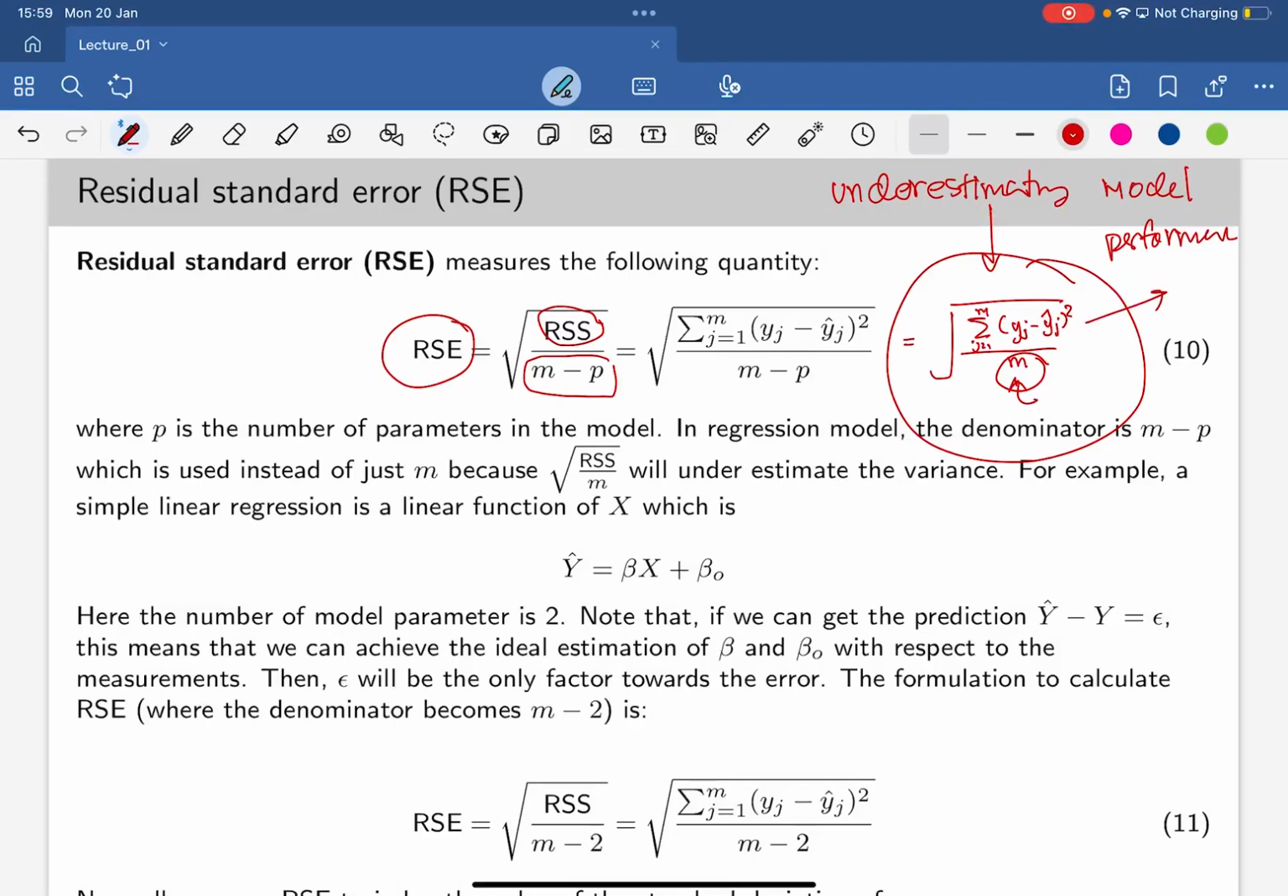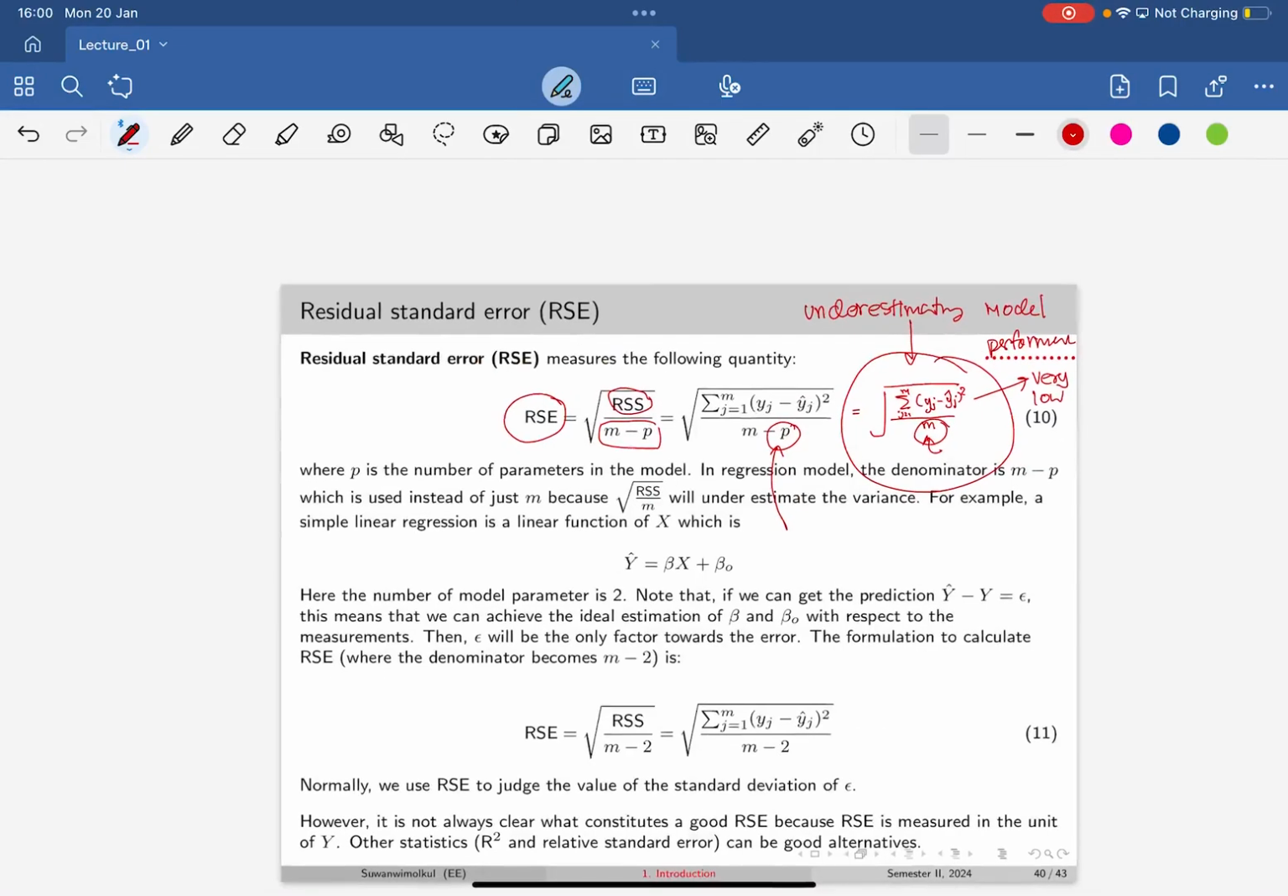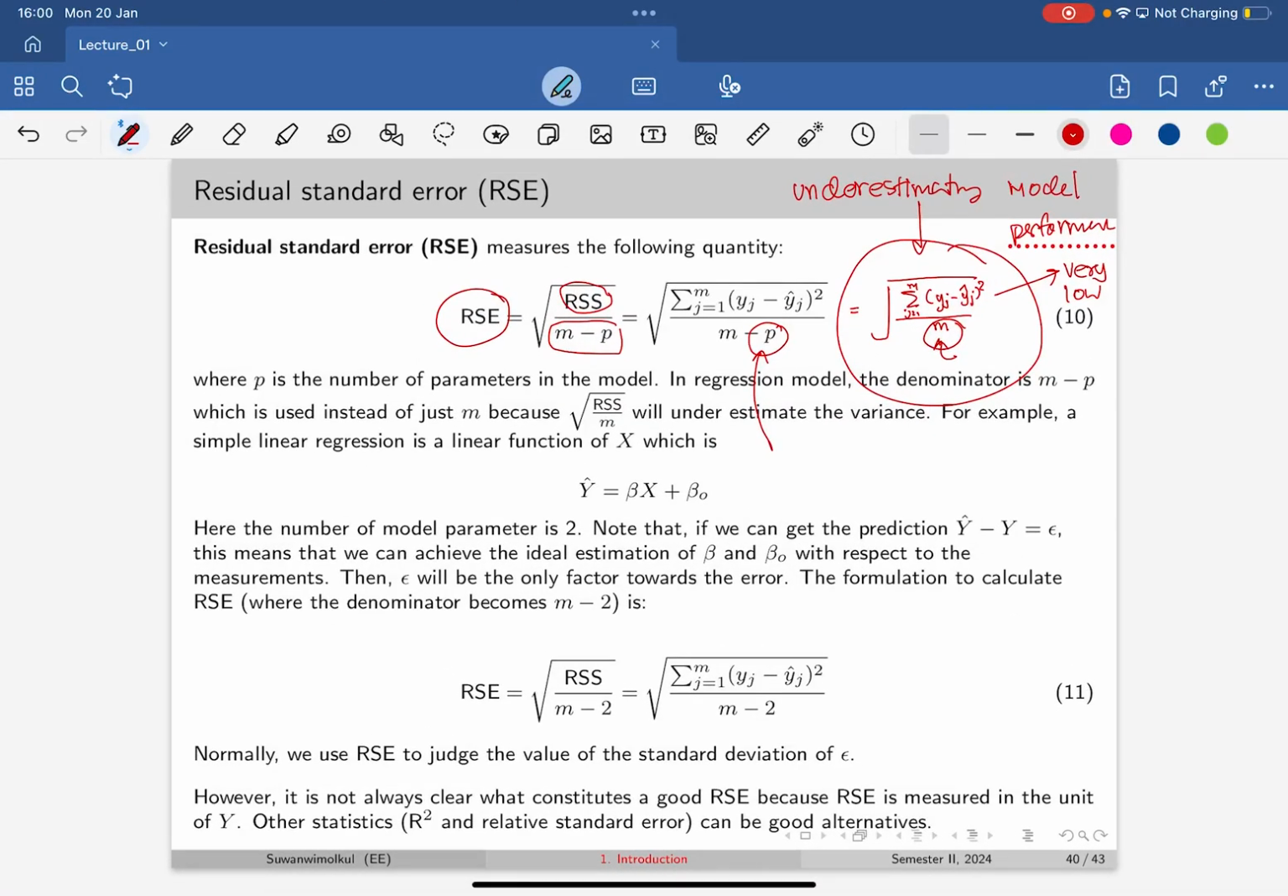Because the result could be very low. The number could look very, very low. So that's the reason why they have to negate with P. And P here is the number of model parameters. Let's say if we go back to the example of linear model, where you have X transpose beta here.